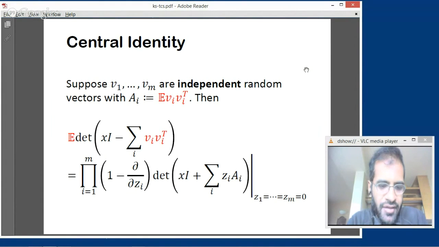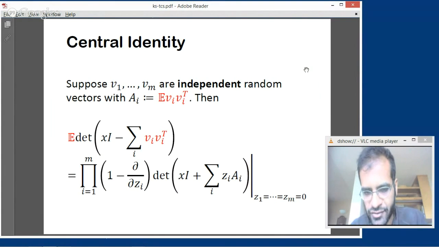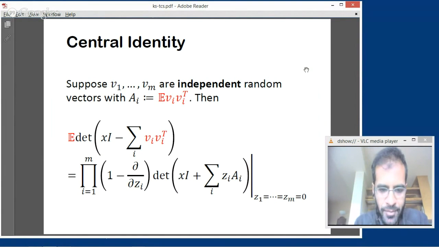Some differential operators are applied to that, one for every variable. So you have I minus partial with respect to zi, one for every i. And then at the end, all the auxiliary variables are set to 0. So the thing in the determinant is an m plus 1 variate polynomial. The differential operators give you another m plus 1 variate polynomial. You set all the z's to 0, you get a univariate polynomial.